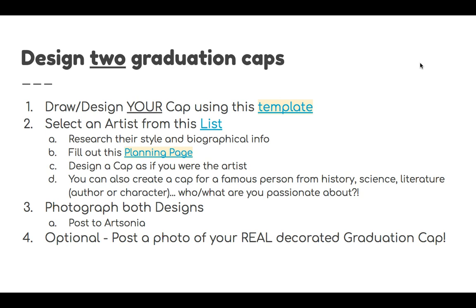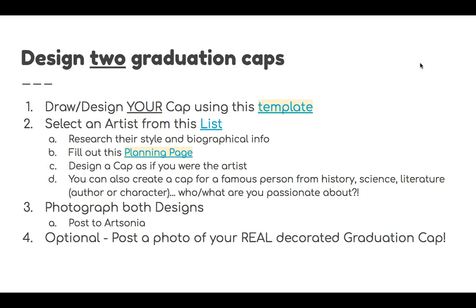You could also, maybe you're not super into art history and you would rather do a famous person in a field that you're more interested in. Let's say you want to be a biologist or whatever. You could pick someone from history or science, literature. It could be an author. It could be a fictional character. That's totally fine. So think about who or what you're passionate about. It could be an artist, or it could just be another person from history. Basically someone you can research a little bit.